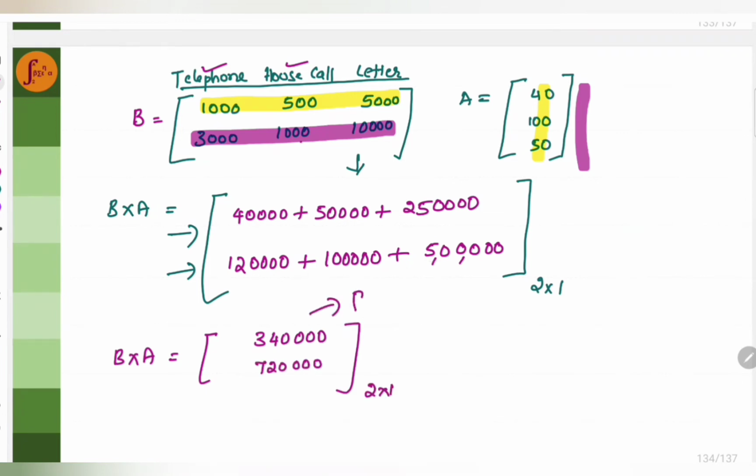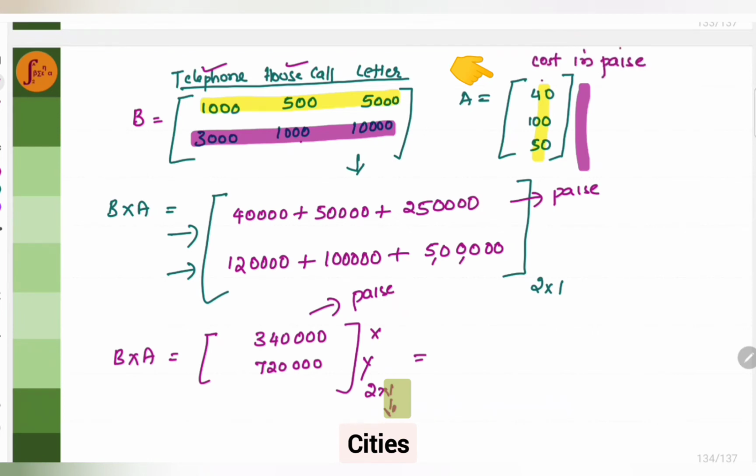Remember one thing, this is in paise. All this is given in paise, right? And this is for city X and city Y, because what does 1 represent? 1 represents the column of second matrix. What is the column of second matrix? This represents cost in paise. And 2 is rows of first matrix. What does rows represent? It represents cities X and Y. So that's why this row represents X, this row represents Y, and this column represents cost.